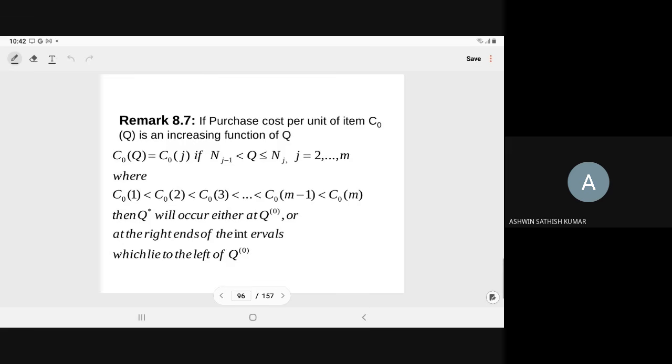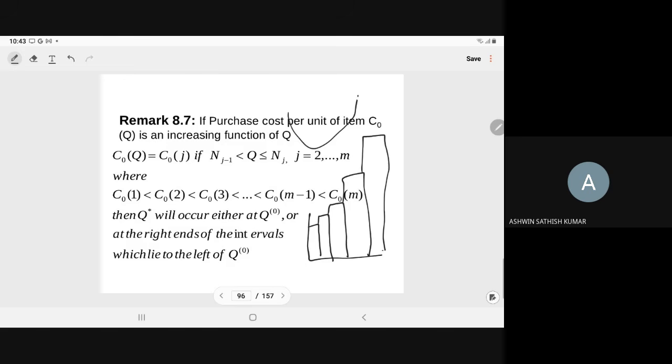what you have to do: if you want to purchase one cylinder, it's okay. But if you want to purchase 5 cylinders, you have to pay more. The unit price will increase. If you want to purchase 15 gas cylinders, for example in a marriage, the unit price will increase. So instead of the price discount, now the price is increasing as we purchase more items, but FQ will be the same. At that time, what will be the Q star?